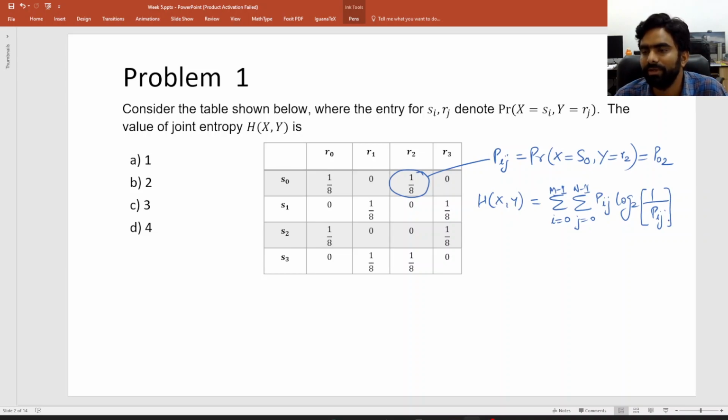Try to calculate the joint entropy using this formula that I have written, and tell the answer. Have you got any answer? You can type in the chat box.